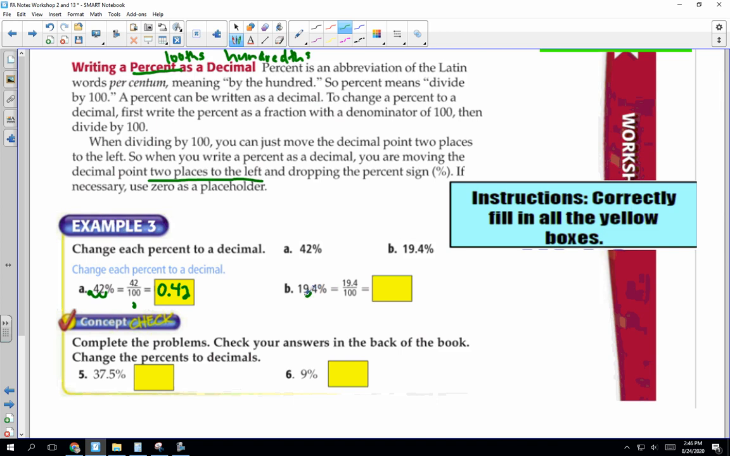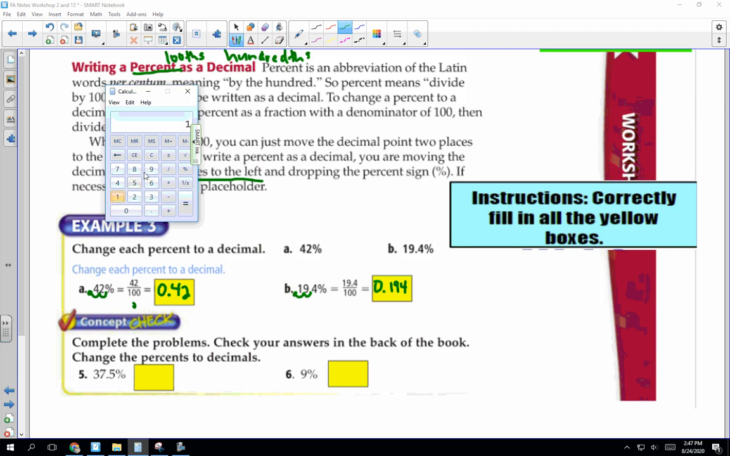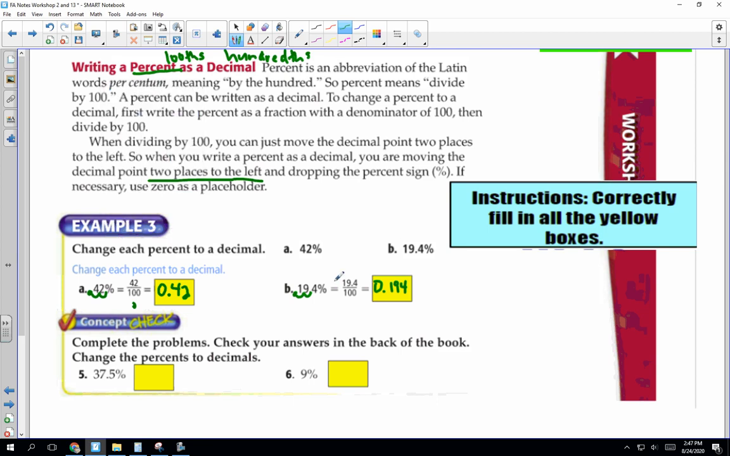19.4%, we're going to move the decimal 2 places to the left. So it's going to be 0.194, or 19.4 over 100. If you feel calculator connected, 0.194. And remember, if there is no number to the left of the decimal point, we do put in 0 as that placeholder.